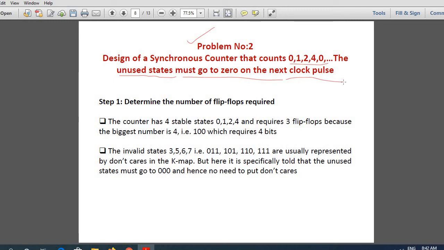So if you are given a question like this, what should you do? Again start. What is the first step? You should decide the number of flip-flops. The biggest count is 4. It can be represented by 100. So it requires 3 bits. Sorry, it is wrong here. It actually requires 3 bits. Okay.